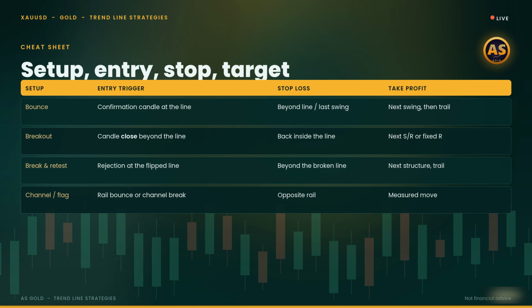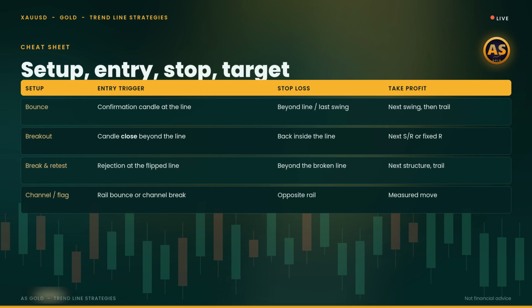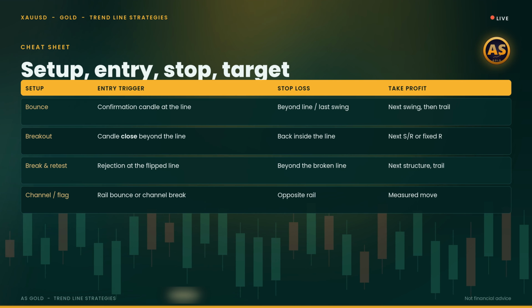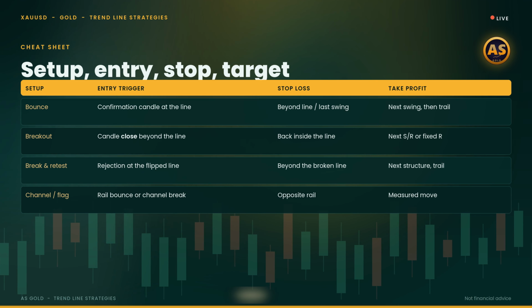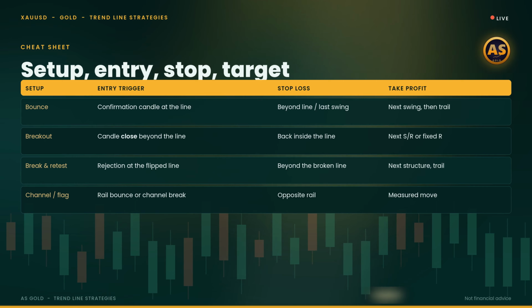For each setup, the entry trigger, where the stop goes, and where you take profit. Bounce, breakout, break and retest, and channel. Pause and screenshot this one, it's the whole video in a single frame.